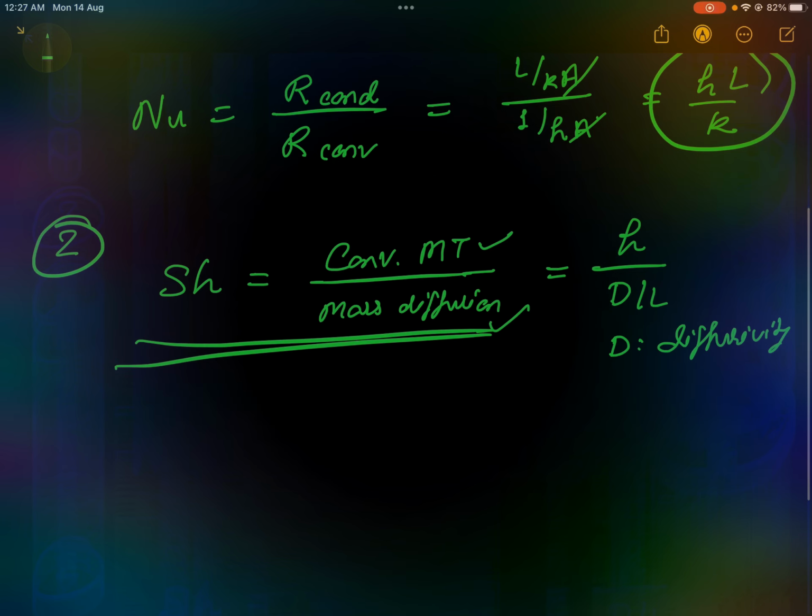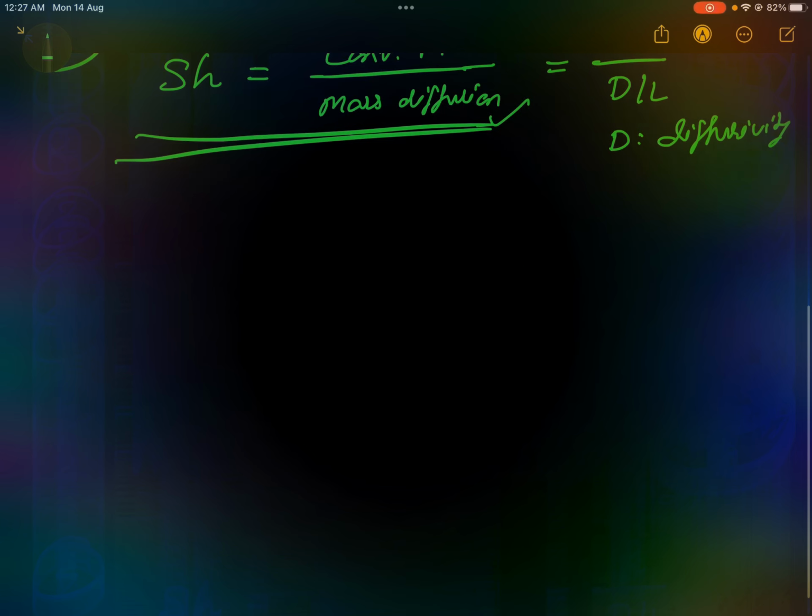Fine. Now let's see another number, where we'll try to relate the heat transfer and mass transfer numbers. So our third number is the Prandtl number. That is a very famous number.